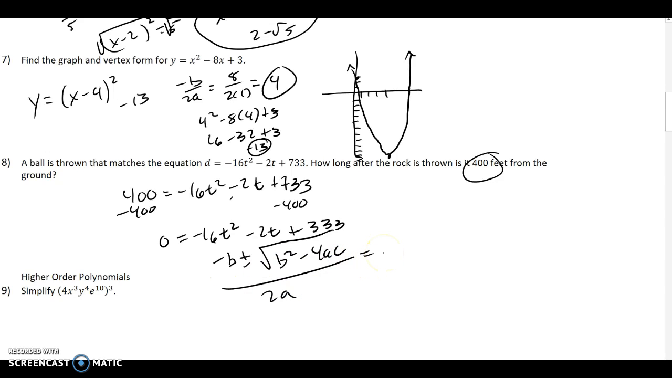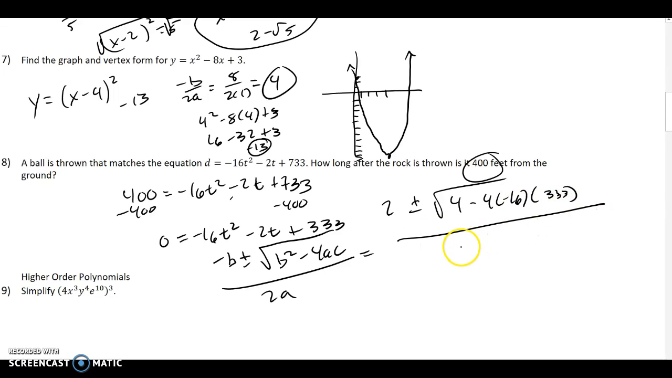Okay. And this one I'm going to actually just punch in my calculator because I can use decimals here, so that's not going to matter. So b squared is 4 minus 4 times negative 16 times 333 all over negative 32. So I'm going to put this in the calculator here. So I have the square root of 4 minus 4 parenthesis negative 16 parenthesis 333 parenthesis enter, and I get 146.